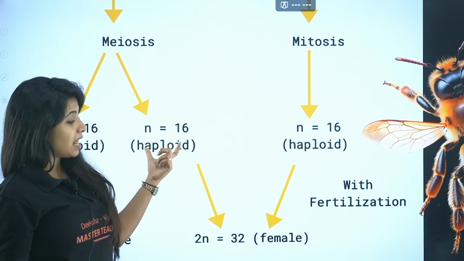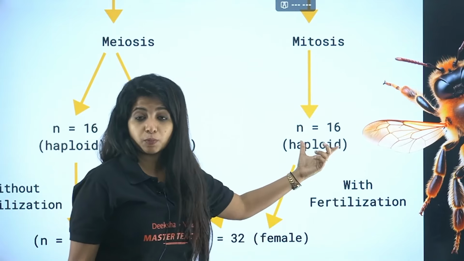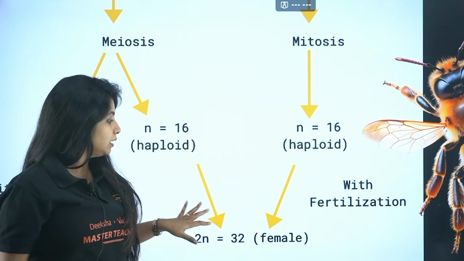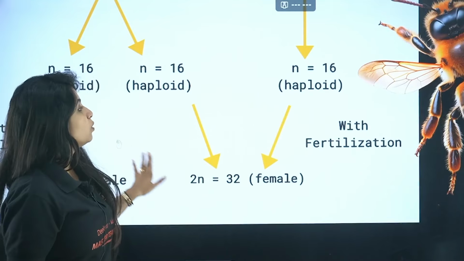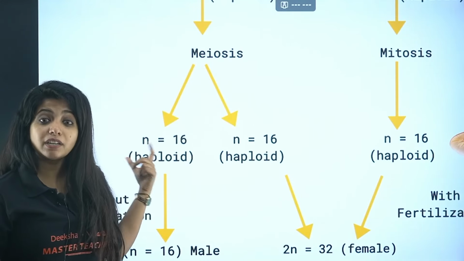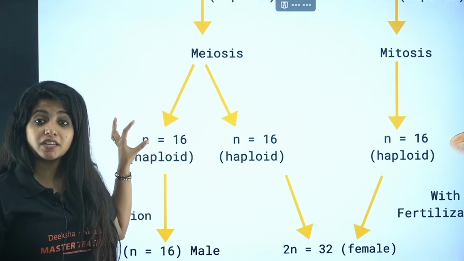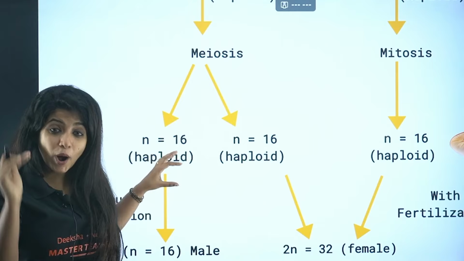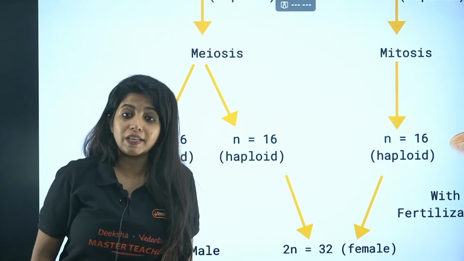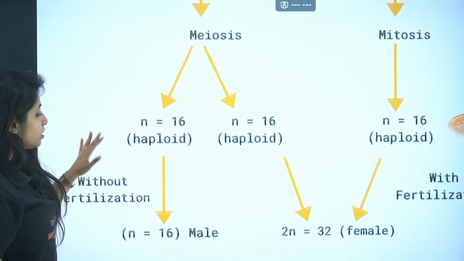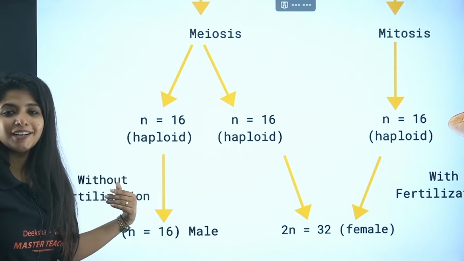Suppose this egg carrying 16 chromosomes and this male sperm carrying 16 chromosomes come together. 16 plus 16, 32, it will be developed into a female. But what about the other egg which is not undergoing fertilization? This egg containing 16 chromosomes, if it is not undergoing fertilization, undergoes a process that is known as parthenogenesis, where without fertilization it will be turning into a male.